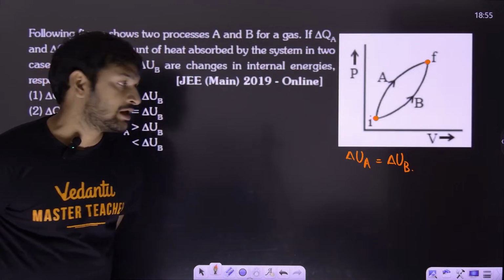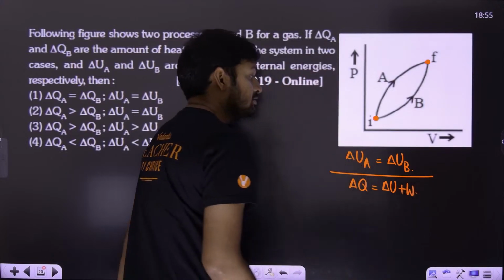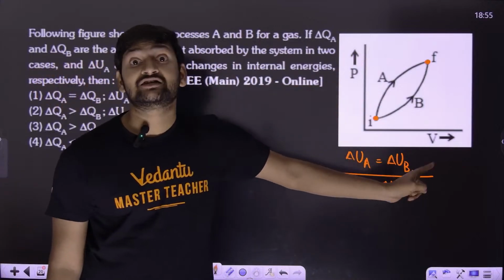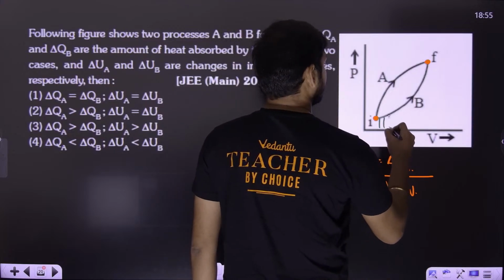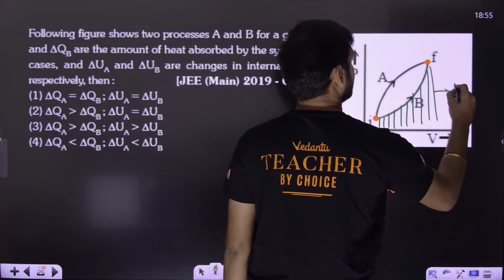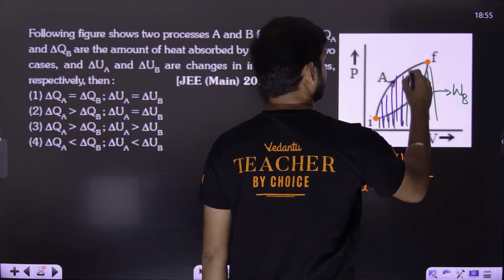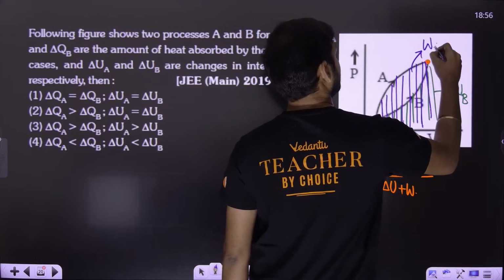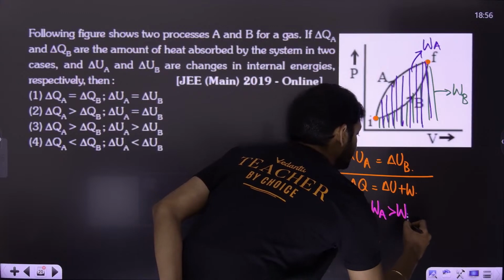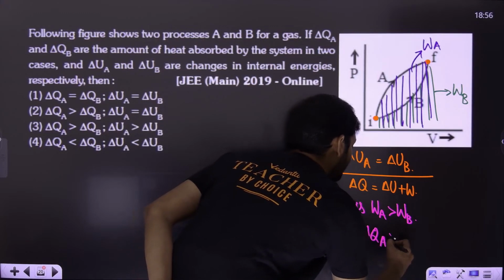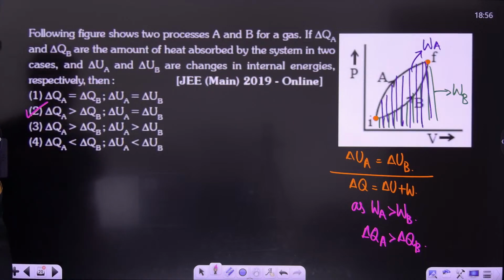That's for sure. And we know that delta Q is delta U plus W. So as delta U is the same for both the processes, whichever has more W will have more delta Q. So if you talk about this, this is the work done in the case of B, and this is work done in the case of A, and clearly as work done in A is more than work done in B, delta Q in A will be more than delta Q in B. Common sense. So answer will be option 2.